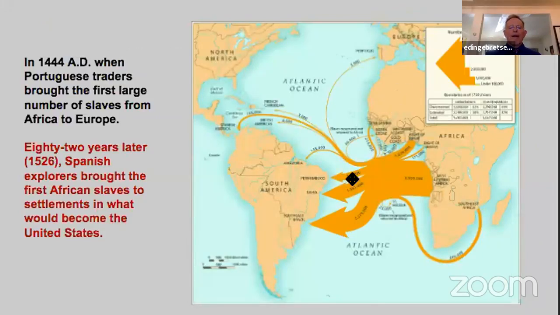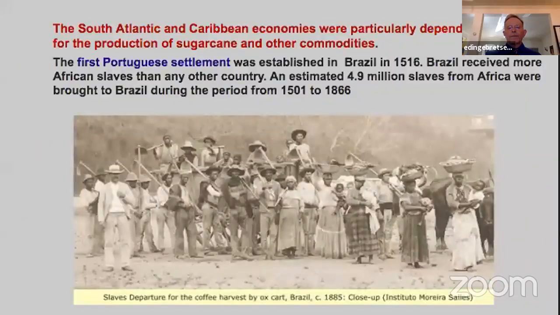Again, here's the map, 1444. 82 years later, in 1526, Spanish explorers had brought the first enslaved Africans to settlements of what would become the United States. The first Portuguese settlement in Brazil, 1516. They received more enslaved Africans than any other country. 4.9 million from Africa brought to Brazil between 1501 and 1866.